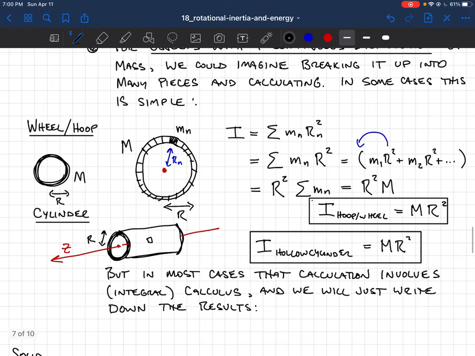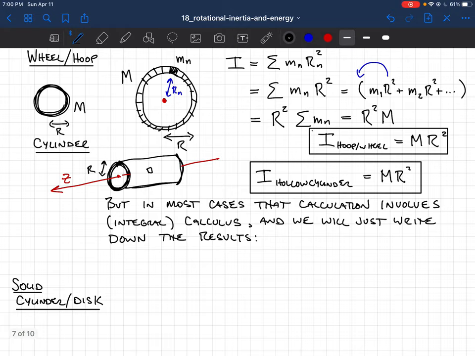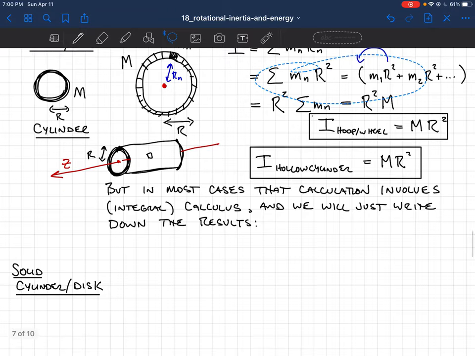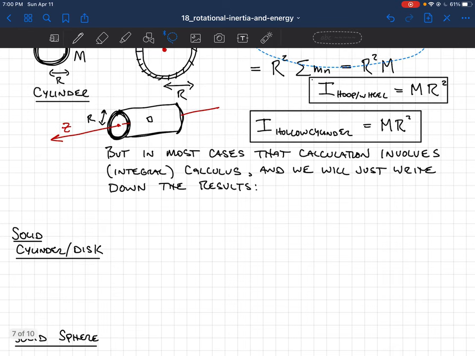But in most cases, for solid continuous mass objects, the summation that we're doing here, this adding up of the little m r squareds, is something that's possible, but it requires calculus. It requires something called the integral. So in this algebra-based course, we're not going to do that. We're not going to try to do it. If you want to go take calculus and come back and take calculus-based physics, we would actually do those calculations. But instead, we'll just write them down. So I'll just draw some pictures of what these things look like.